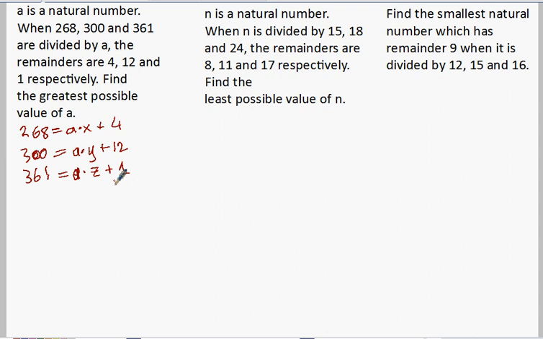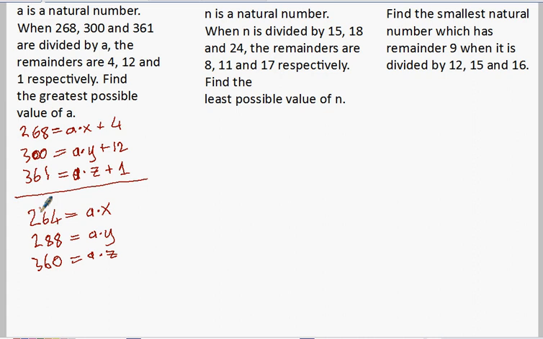This is the most simple type, where you can directly move these numbers to the other side. If you move plus 4 to the other side, it's going to be minus 4, and you will have 264 equals a times x. If you move plus 12 to the other side, it's minus 12, 288 equals a times y. If you move plus 1 to the other side, 360 equals a times z. Check that. This is the case if you have big numbers on the left side, so we need to divide big numbers by a smaller one.